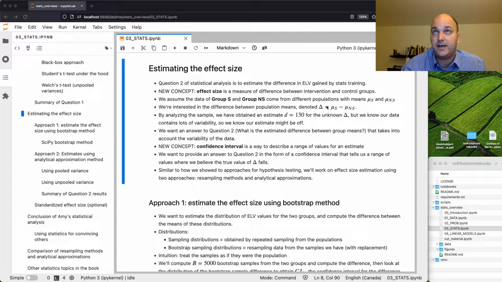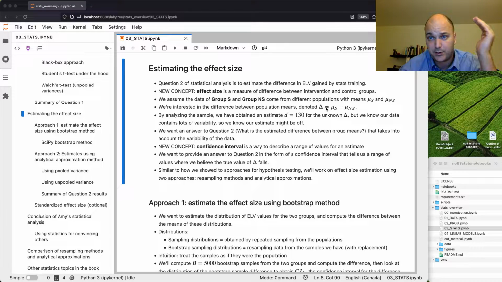Effect size, in general, depending on the test, could be a different quantity. In this case, this is what we call the effect size: what is the difference between the two groups? This is the most important thing we care about.